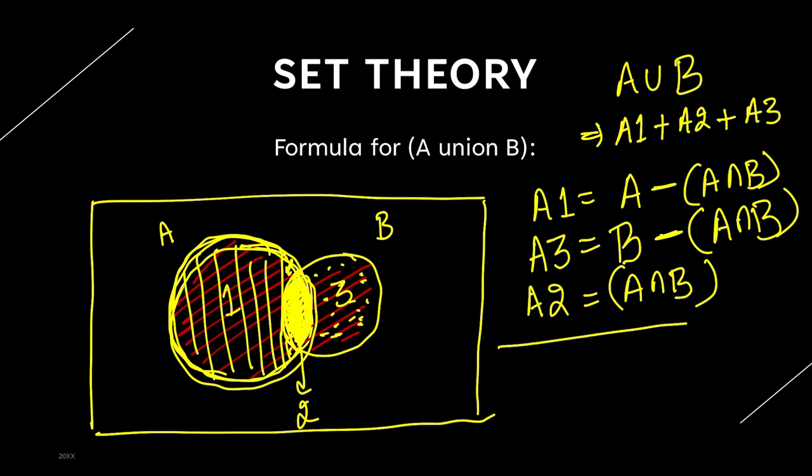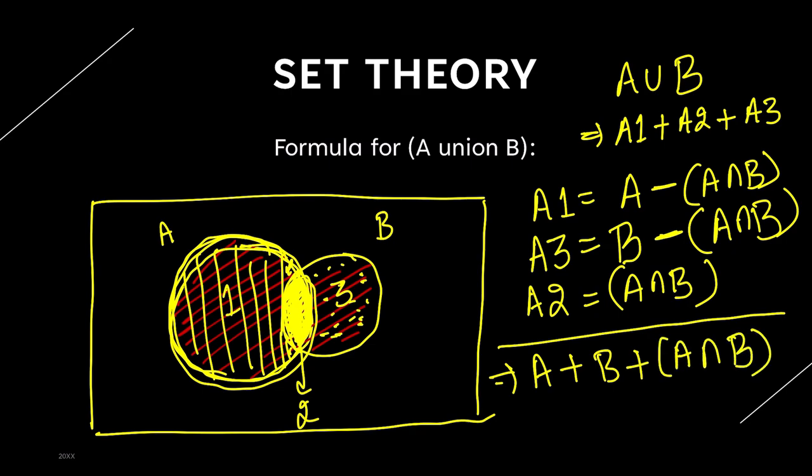Now, if you add all these three, you will get A plus B plus A intersection B and minus A intersection B, my bad, minus A intersection B, and you will get the final result: A union B is equal to A plus B minus A intersection B.